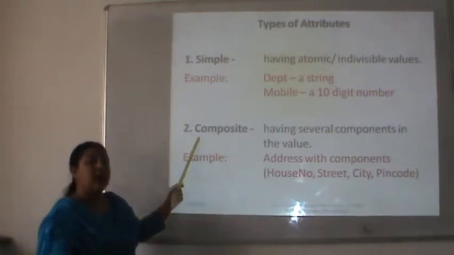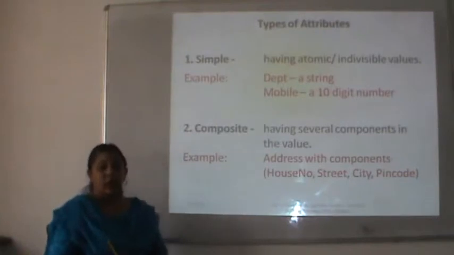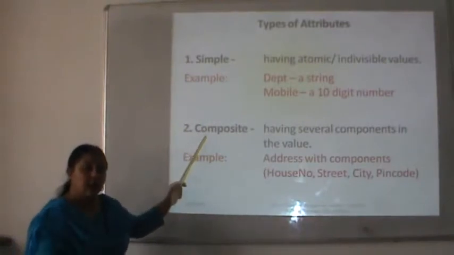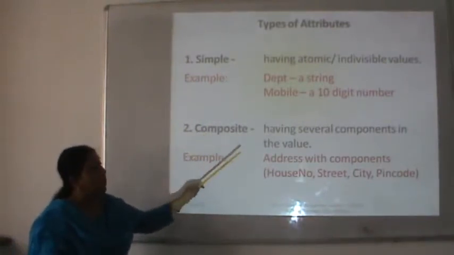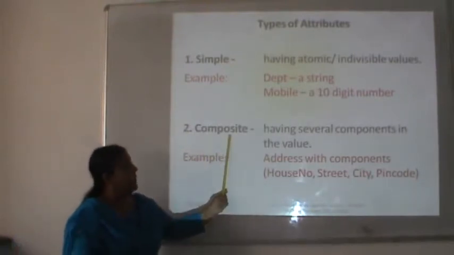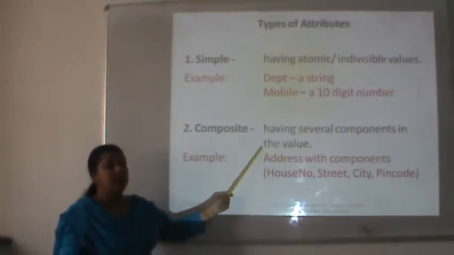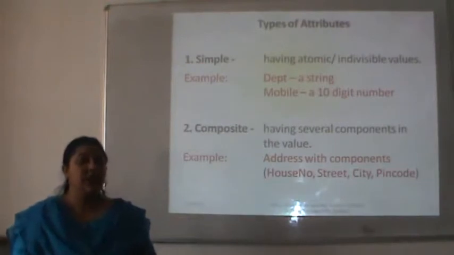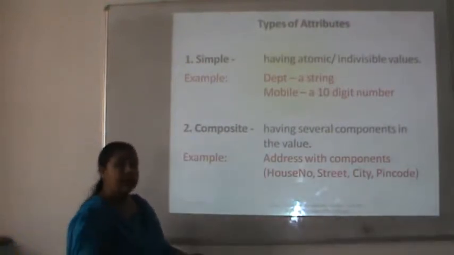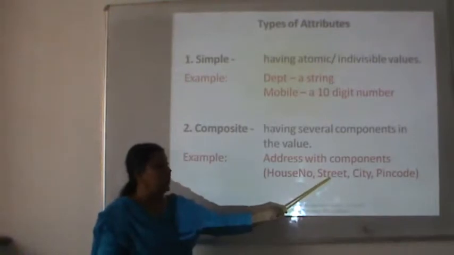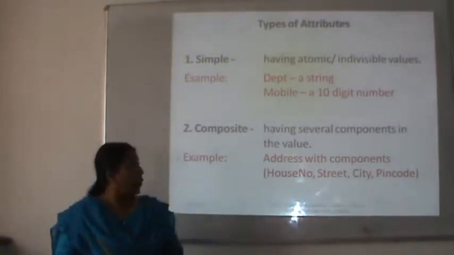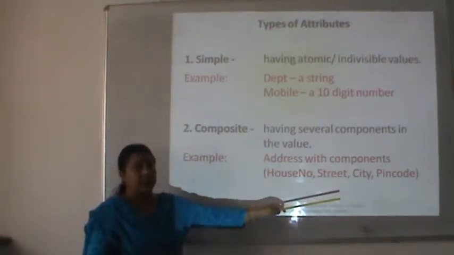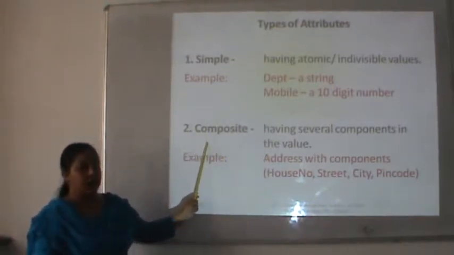We may also have composite attributes, meaning the attributes that are composed of different components. So the value for such composite attributes is composed of different values. These composite attributes have several components in their value. For example, address. Our address is composed of components like house number, street, city and pin code. So the address attribute which is composed of these elements is called a composite attribute.